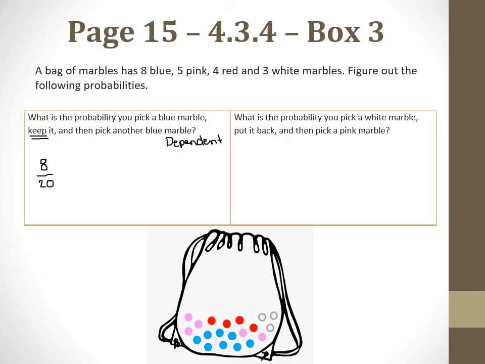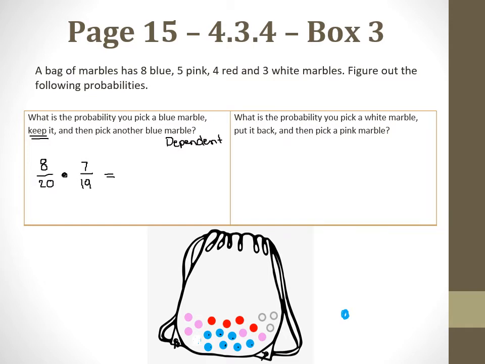But then say I pull this blue and keep it out. That's gone. It is now out here. And now when I'm looking for blue a second time, there are 1, 2, 3, 4, 5, 6, 7 blues out of 19 in the bag. So the probability of that second pull would be only 7 out of 19.